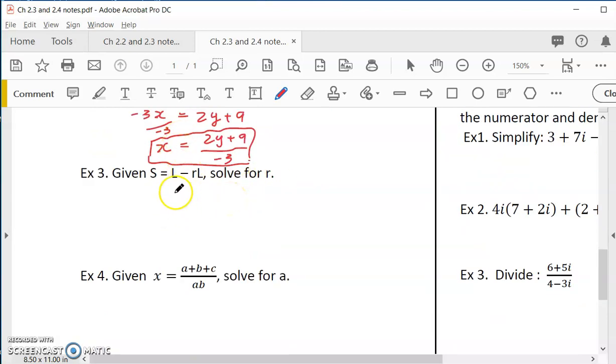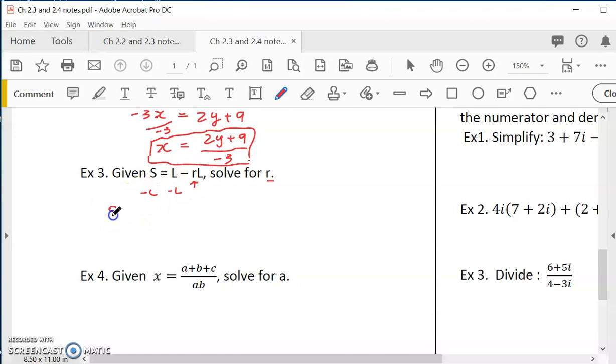Example 3. S is equal to L minus RL. Solve for R. So you look around. Oh, I see R here. So this is called the R term. I only have one R term, so that's good. I just leave it on this side. And I need to get rid of the L. So minus L, minus L.